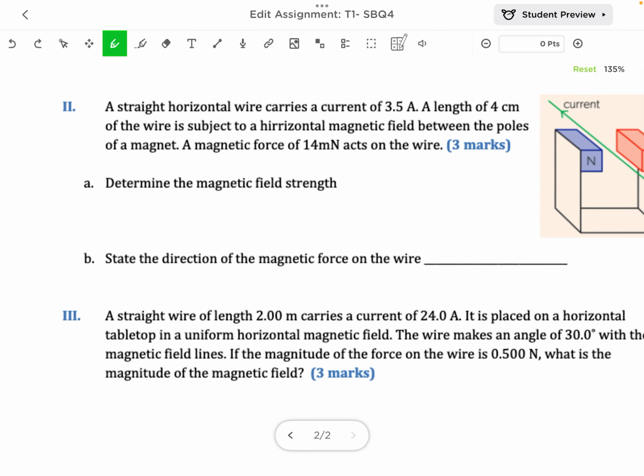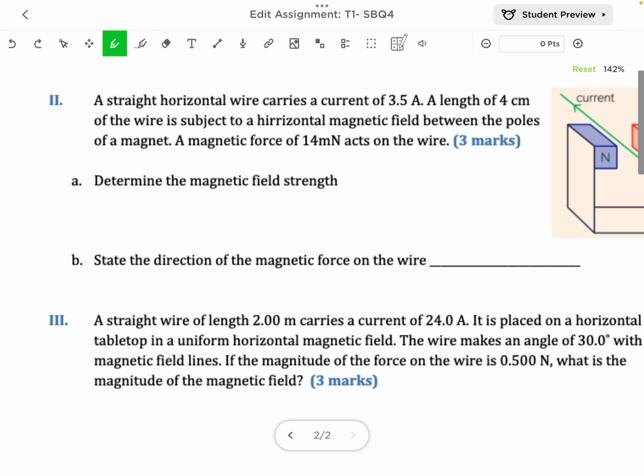A straight horizontal wire carries a current of 3 amps. A length of 4 centimeters of the wire is subject to a horizontal magnetic field between the poles of a magnet, and a magnetic force of 14 millinewton acts on the wire. The only difference is that I have to multiply by 10 to the power of negative 3. Determine the magnetic field strength.